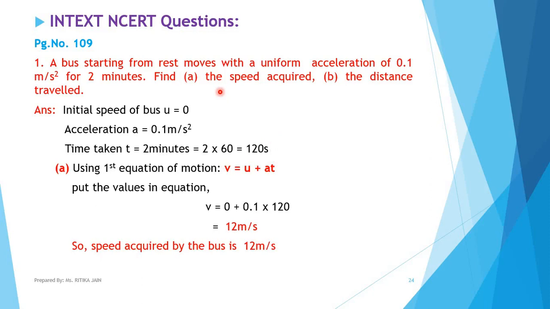Now in the first part we have to calculate the speed acquired. Okay, we have three equations of motion. Now you have to choose the best one which will give you the correct answer, depending on the values which you have. So here we will use the first equation of motion, that is v equals u plus at. We cannot use the second and third because we don't know the value of distance. Okay, so put the values. You will get v equals 12 meter per second.